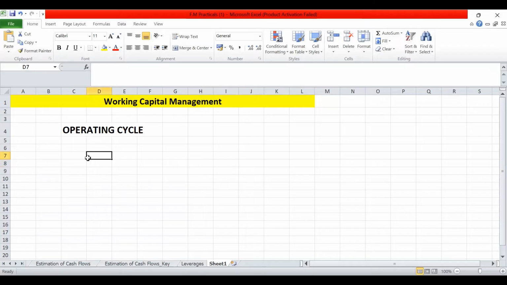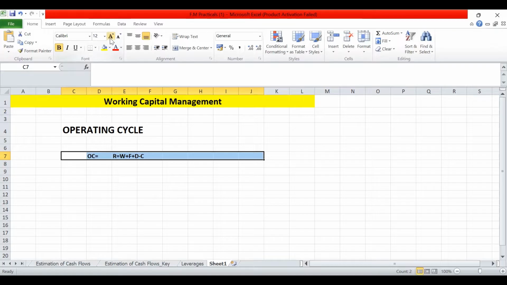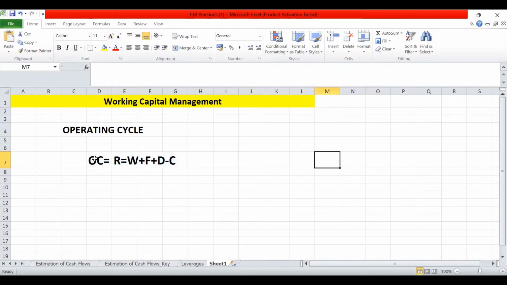So, the operating cycle can be ascertained with the help of the following formula. That is, operating cycle is equal to R plus W plus F plus D minus C. Okay, now what are these? So this is our formula: R plus W plus F plus D minus C. Now here O or OC is the operating cycle.